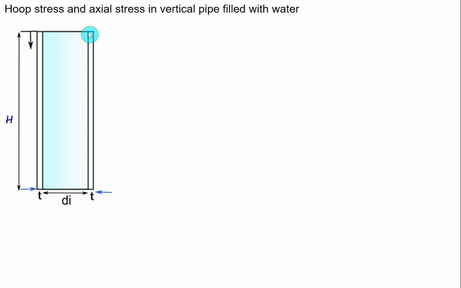Now this surface is open to the atmosphere, so the gauge pressure at the top will be equal to 0. In the case of liquids, the gauge pressure P is given as the product of density multiplied by g multiplied by h, where h is the depth. The depth is 0 on the top surface, so pressure will also equal 0, and the depth is maximum at the bottom, equal to capital H.